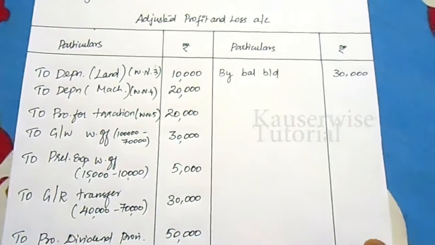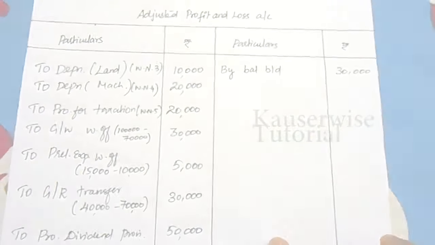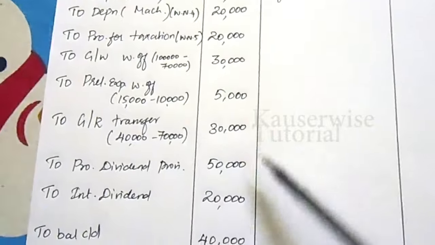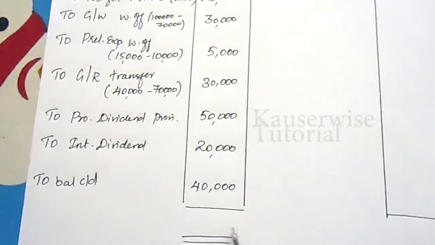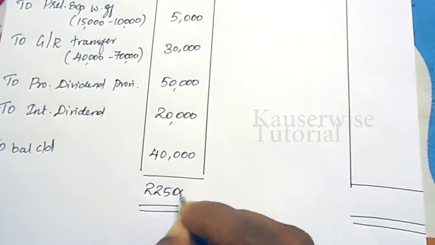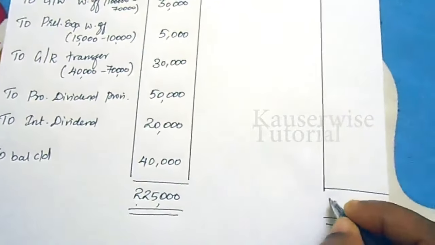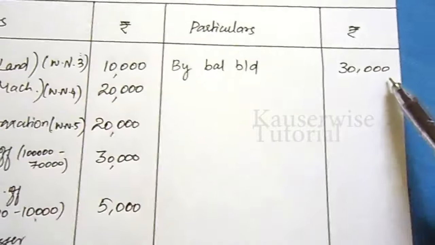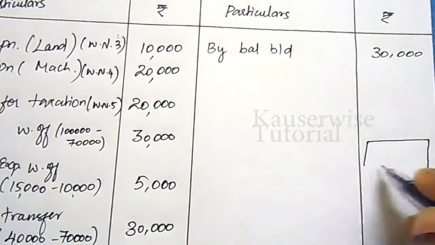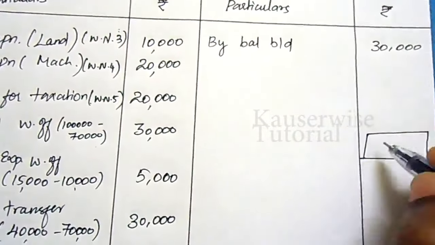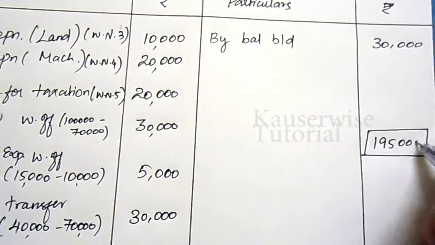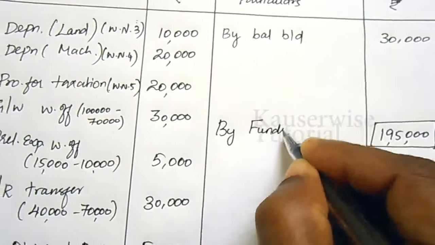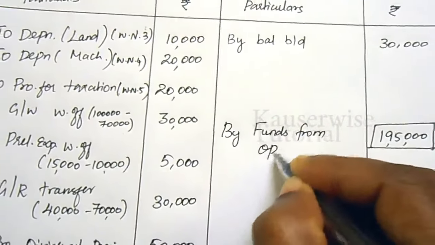Now you get the total. You can find out the fund from operation: 10,000, 20,000, 20,000, 30,000, 5,000, 30 plus 50 plus 20 plus 40. What is the total? 2,25,000. And enter the same amount under the credit side also, 2,25,000. Here we have only 30,000. So what is the balancing figure here? 2,25,000 minus 30,000, that is 1,95,000. Right? By fund from operations.